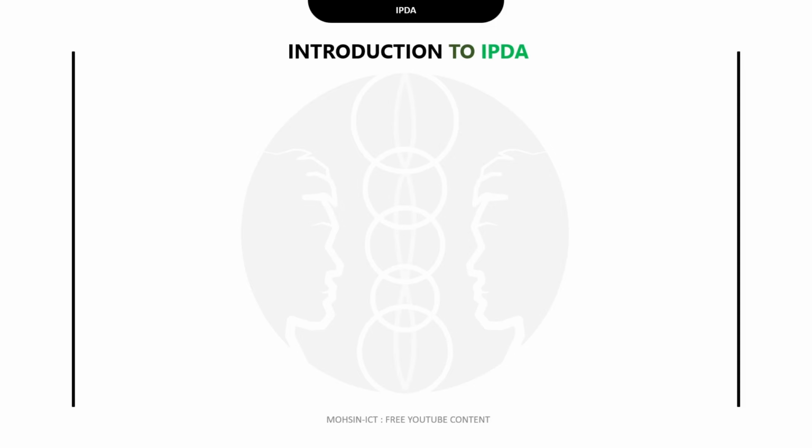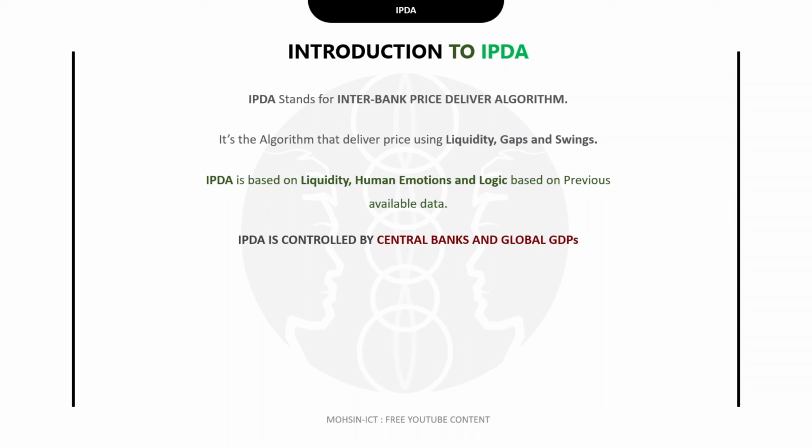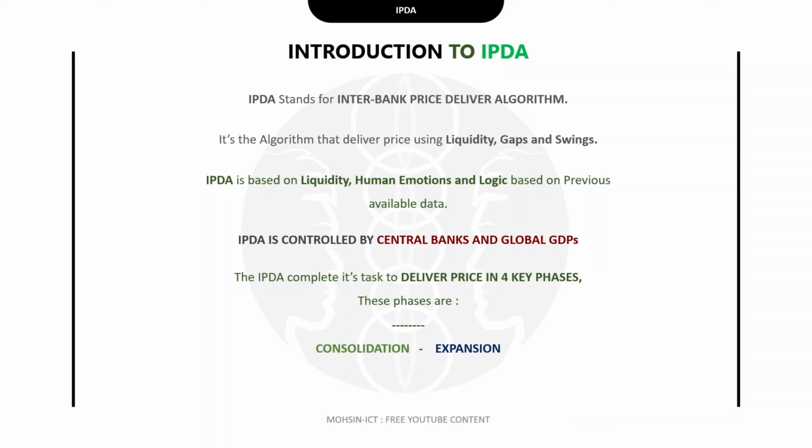First of all, introduction to IPDA. IPDA stands for Interbank Price Delivery Algorithm. It is the algorithm that delivers the price using liquidity, gaps, and swings. IPDA is based on liquidity, human emotion, and logic based on the previous available data. IPDA is controlled by central banks and global GDPs. The IPDA completes its task to deliver price in four key phases. These phases are consolidation, expansion, retracement, and reversal. Now let's understand the phases of IPDA.